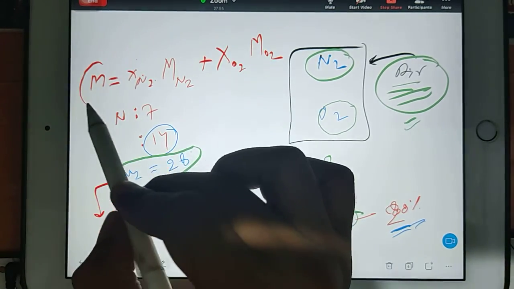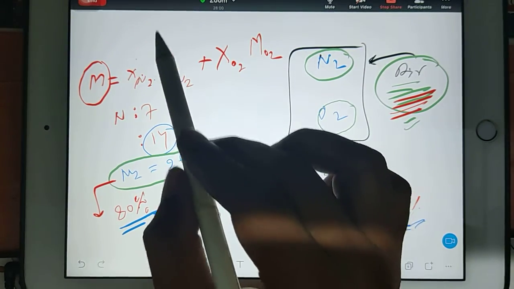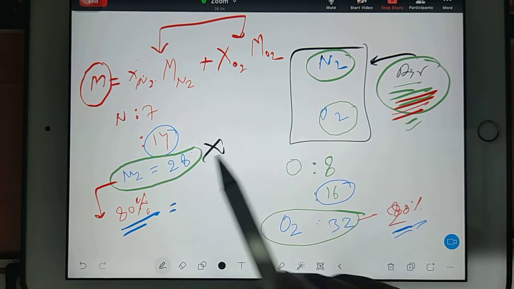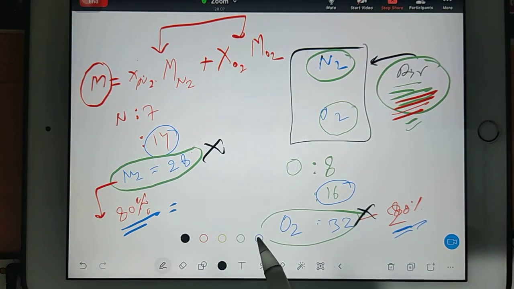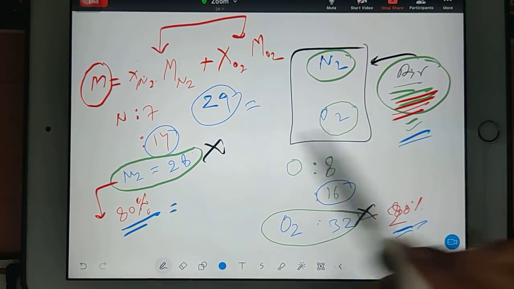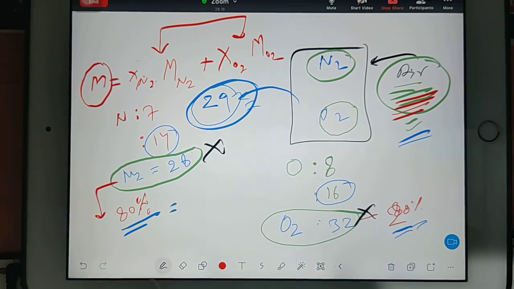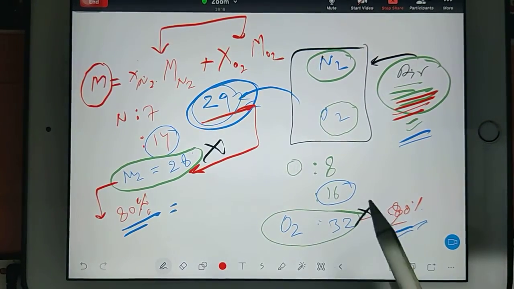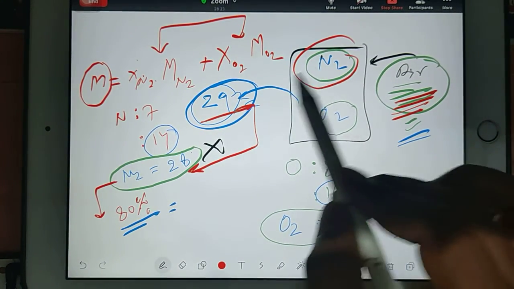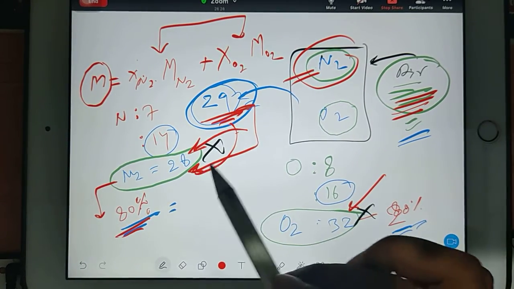So if you want to find out the molar mass of the air, that will be based on the fractions. So it will neither come 28, nor 32, it will come approximately 29. So for air we take molar mass as 29. This is also standard data, and you can see 29 is closer to 28, not closer to 32. Why? Because nitrogen is more, it is 80%. That's why the answer is closer to that.